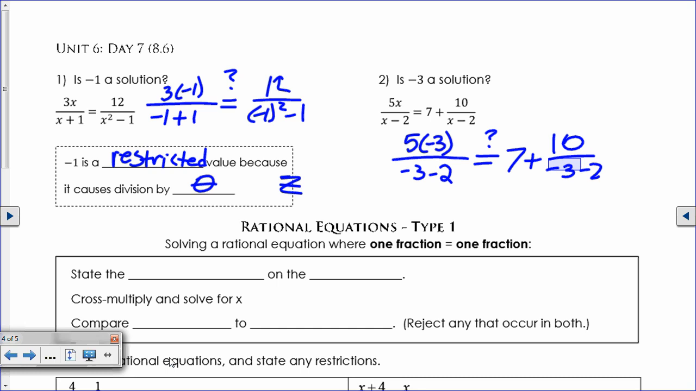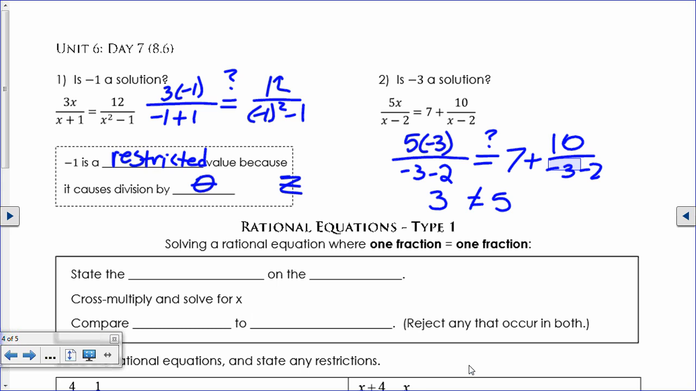Alright, so what happens on this side? You get -15 divided by -5. And then we have the 7, and then what happens over here? We have 10 divided by -5, which is -2. Then we have 7 minus 2, which is 5. So would -3 be a solution? No. It wouldn't. Because is 3 equal to 5? No.